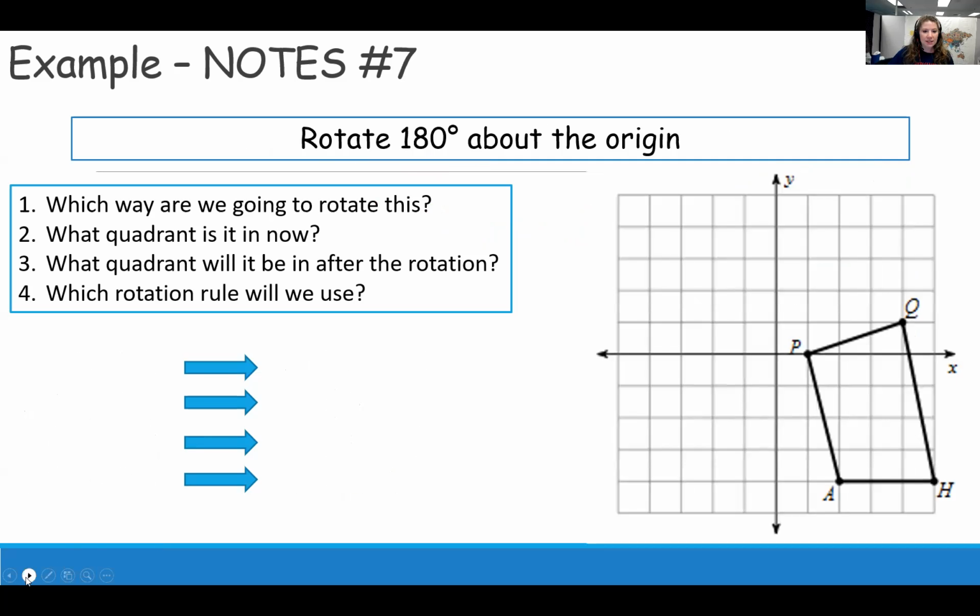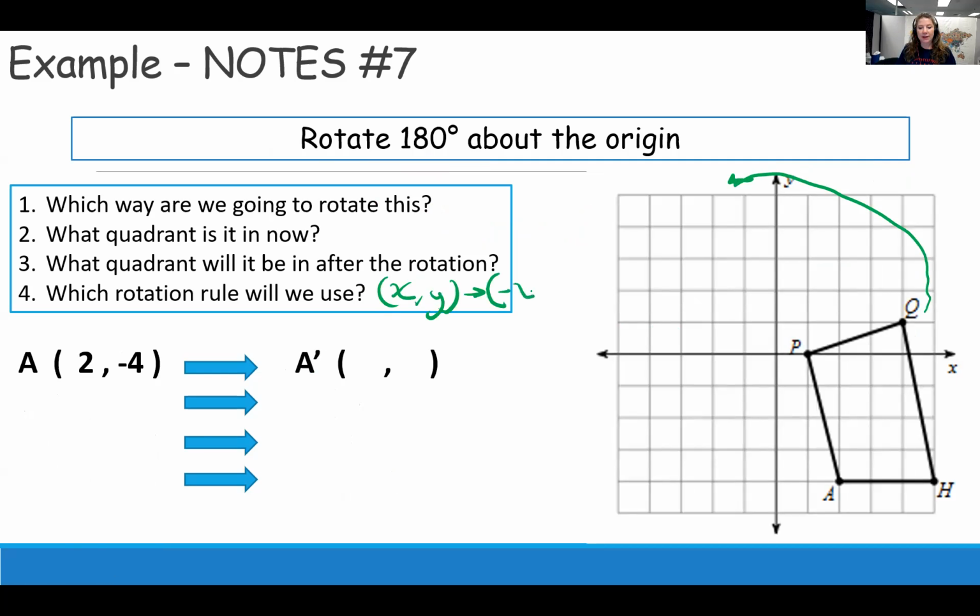All right, so now it says we're going to rotate this figure 180 degrees. So we're going to basically turn this thing upside down. Like I said earlier, it doesn't matter which direction we go in, but basically what happens is both of our numbers stay the same number, except they both change signs, okay?